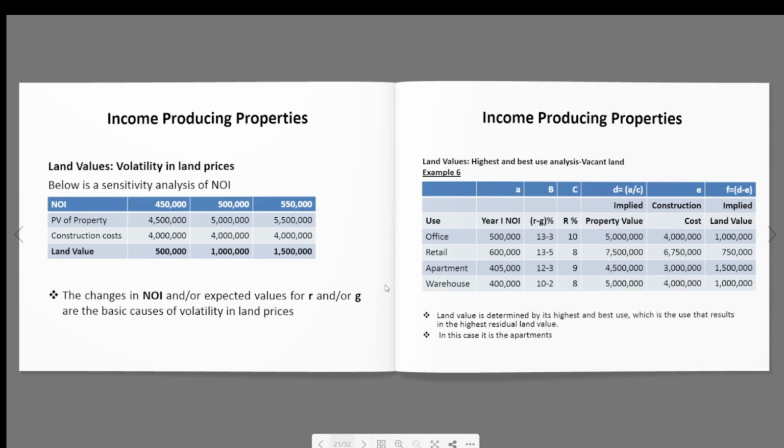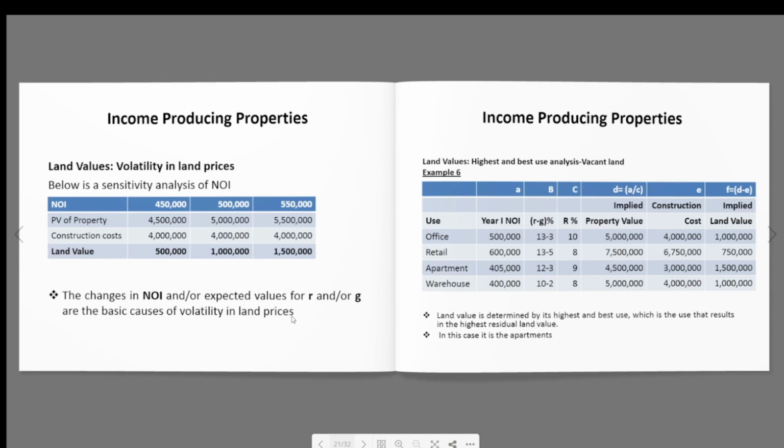So when the cost of construction is constant, we note that the higher the net operating income, the higher the land value. So that's key for us to be able to note that the changes in the net operating income and/or the expected values for internal rate of return or growth rate are the basic causes of volatility in land prices.